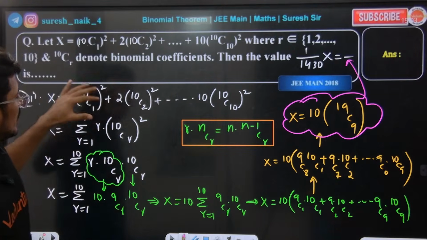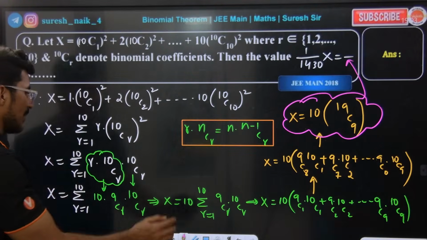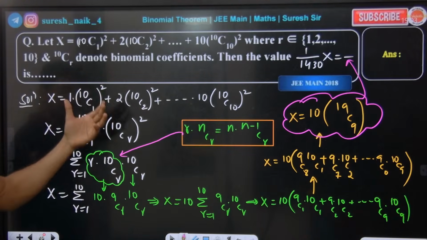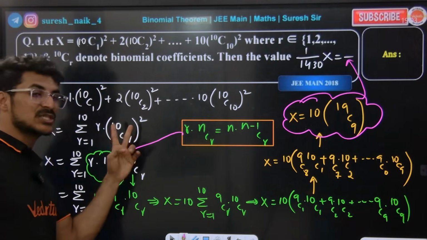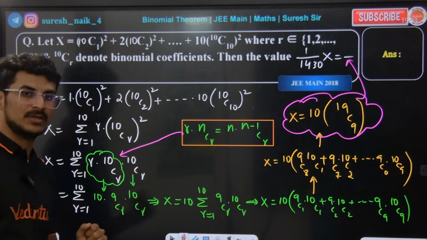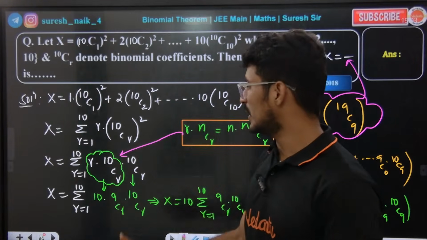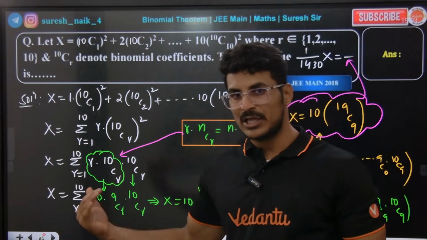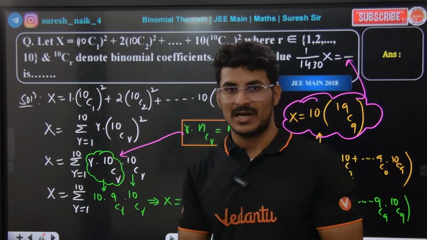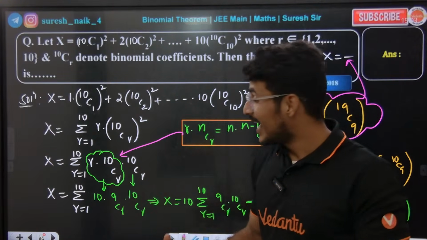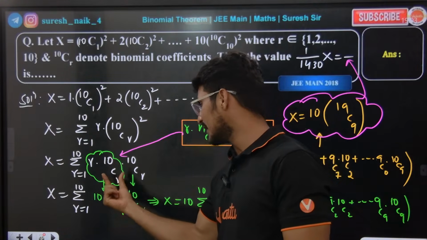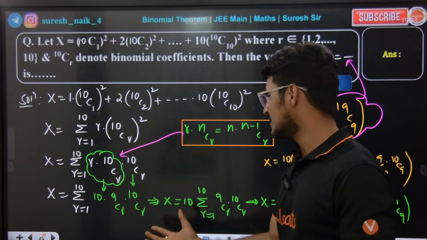First I am writing the general term. After writing the general term, I am splitting this 10CR square as 10CR into 10CR. Guys, the same calculation I taught you in one proof. Okay? You remember? I am using the calculation of that proof. Now r into 10CR, and next 10CR is as it is.